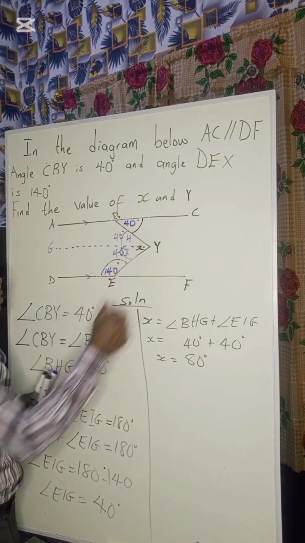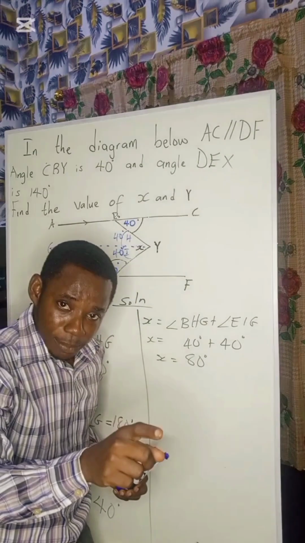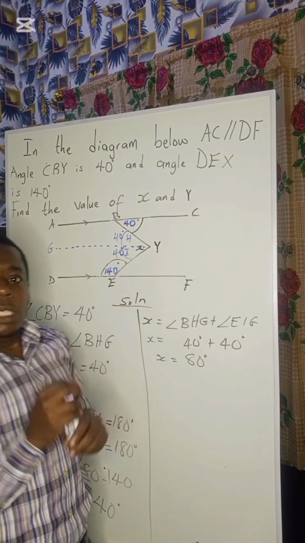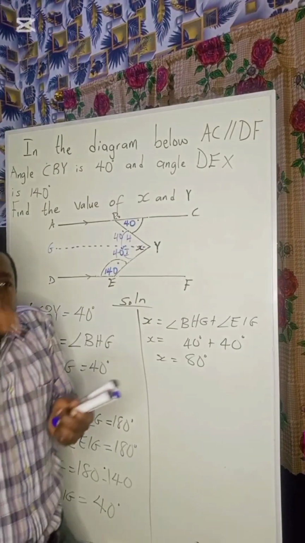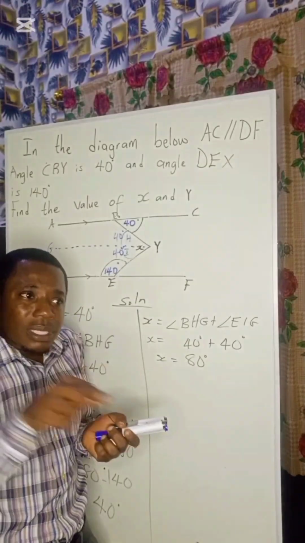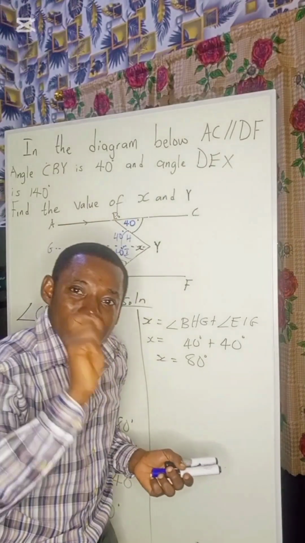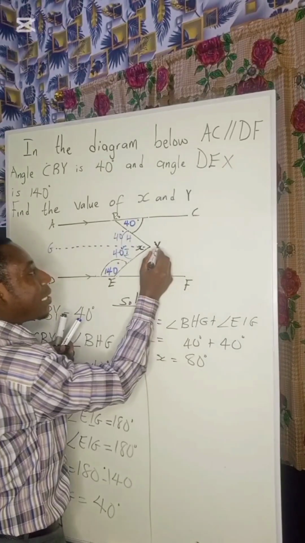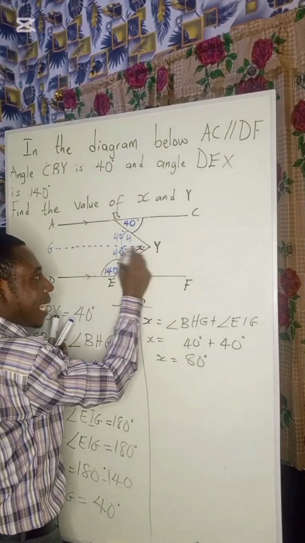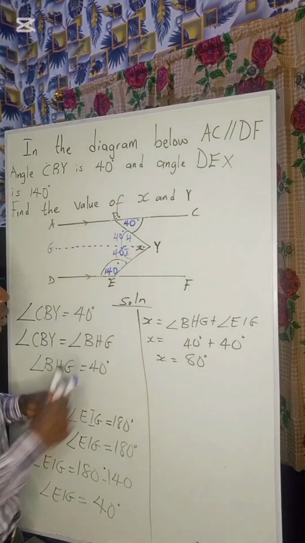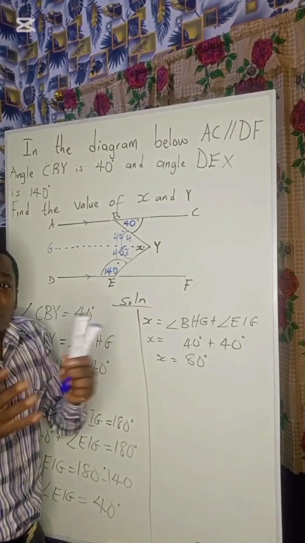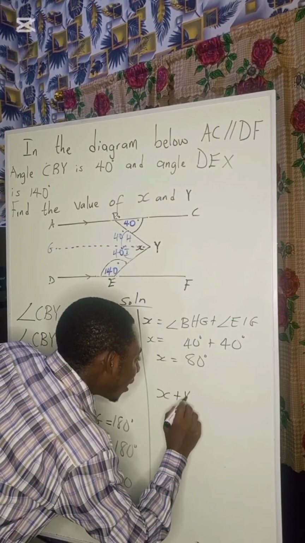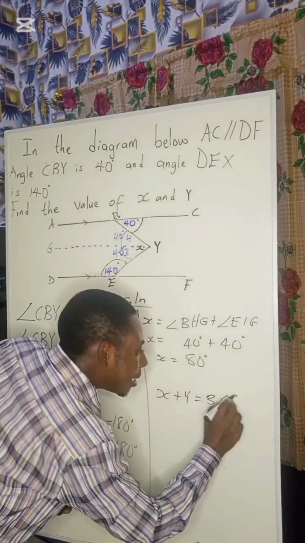We know x. We are now left with y. There is a property in angles that stipulates that angles at a point, or angles around a point, sum up to 360 degrees. So we have our point here, and we have an angle here and an angle here. These angles are around a point, so this and this should sum up to 360 degrees. That is to say x plus y equals 360 degrees.